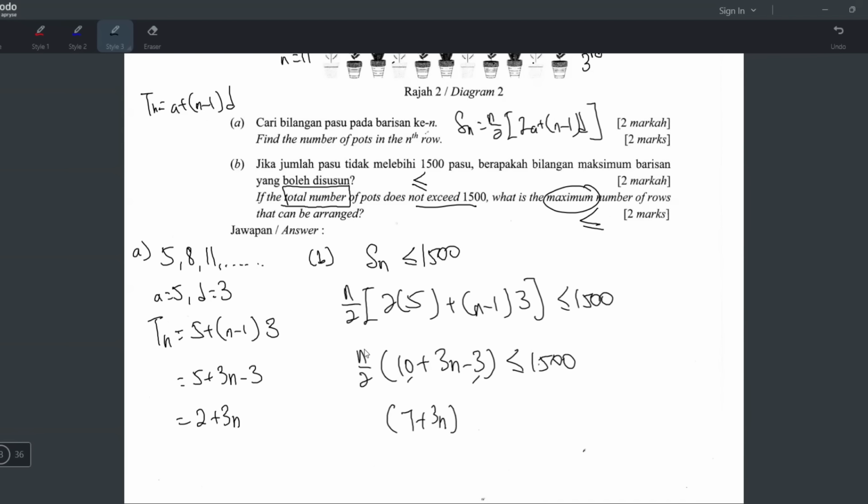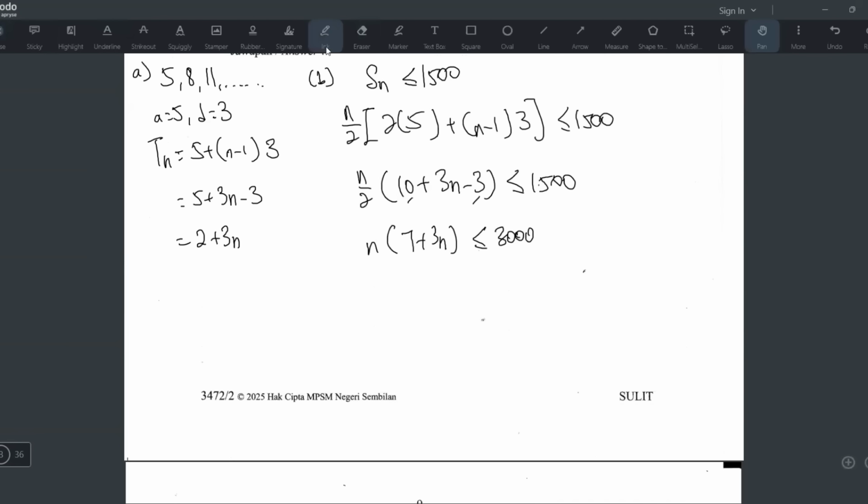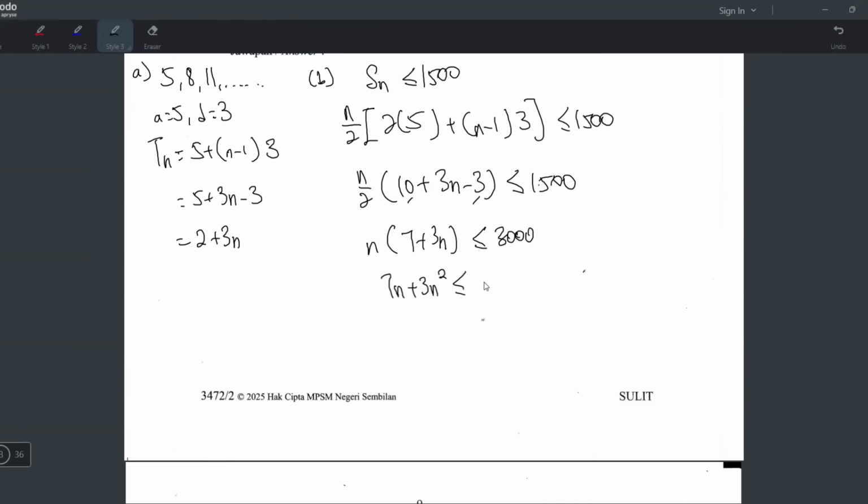Okay, what I will do is for the n over 2, the over 2, I will bring it over here jadi times 2. So it becomes 3,000. Yeah, because dia duduk bawah kan. Duduk bawah means bagi 2, hantar jadi darab. But the n I will not hantar. The n I will kembang masuk instead. Alright, so it becomes 7n plus 3n square smaller equals 3,000.